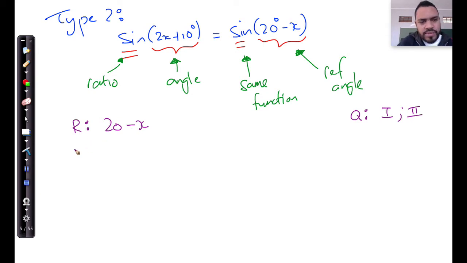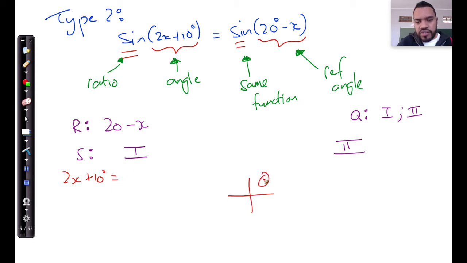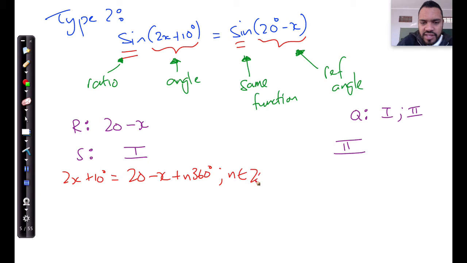So when we solve, we simply use the reduction formulae approach. Remember, you solve for the first quadrant, and you're going to solve for the second quadrant. Solving for the first quadrant shows us the following. It makes the angle that was given, which is 2x plus 10, equal to whatever the reduction formula is in that quadrant. In the first quadrant we just have theta. So you're going to make this equal to 20 minus x plus n multiplied by 360 degrees, because we're working with the sine graph, which repeats itself every 360 degrees, such that n is an element of the integers.